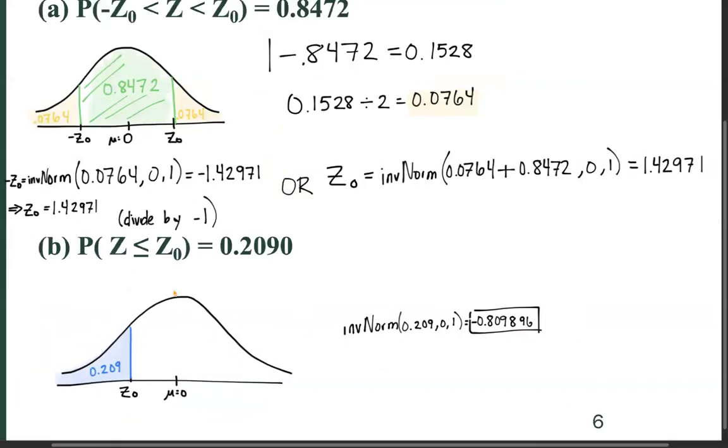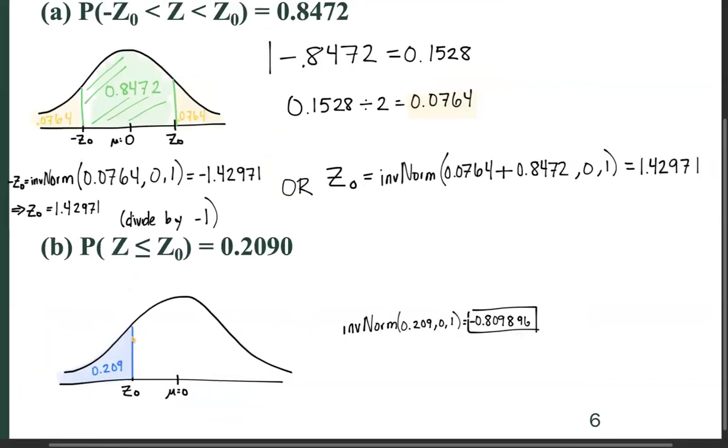Next is part B. So we're still on a standard normal, but here we want to find the probability of Z less than or equal to z0, and that equals 0.209. So here, if I'm going to just draw the information that I'm given, I'm going to first draw my curve and then center it around my mean, which is 0. And then I'm going to put a z0 somewhere on the line.